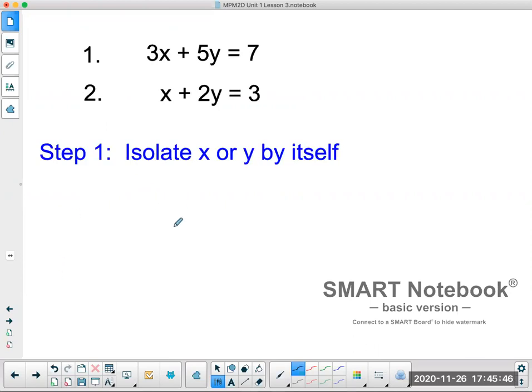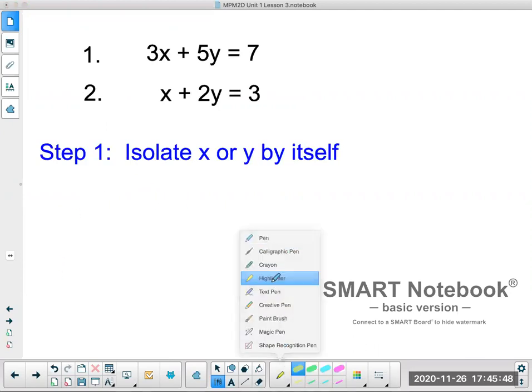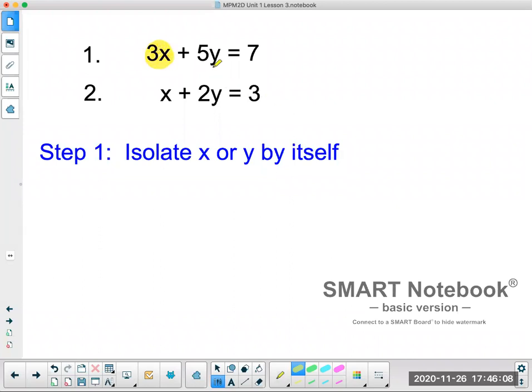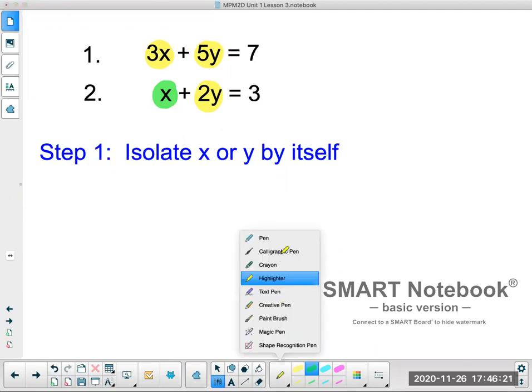First step, we're going to look at what's given and we're going to try to isolate either the letter X or Y by itself. You can think of it like you're trying to attack the enemy and you're going to look for someone who's alone and kind of isolated, someone that's vulnerable, that's easy to attack. So you have 3x, you have 5y, you have 2y, and you have a lone x. So the easiest would be to isolate the variable x.